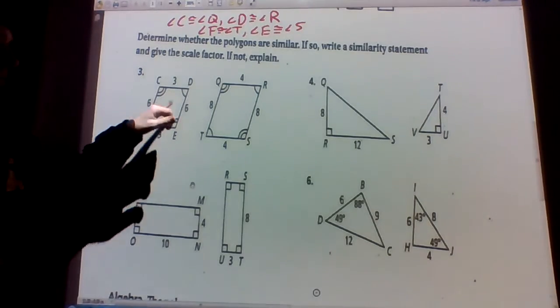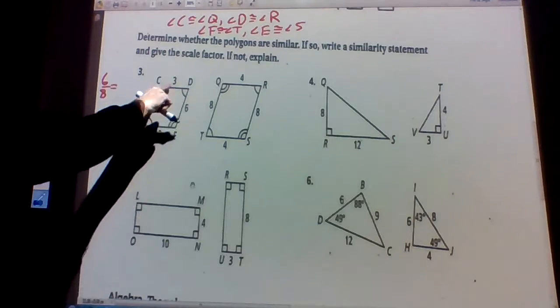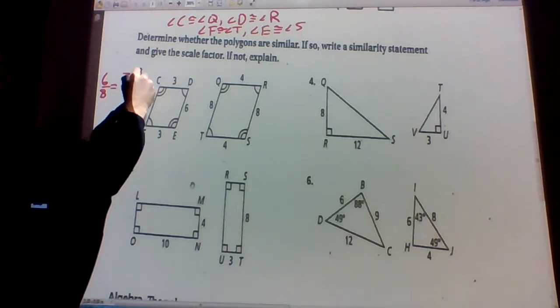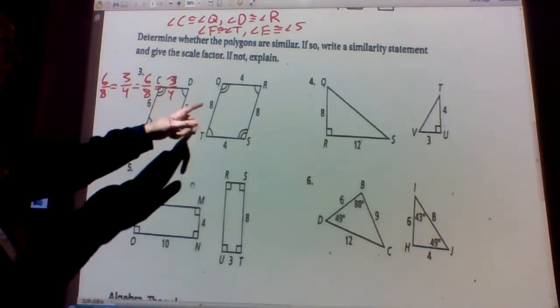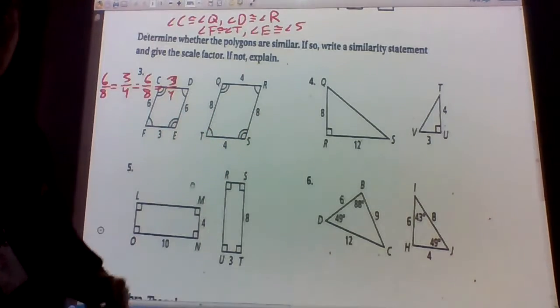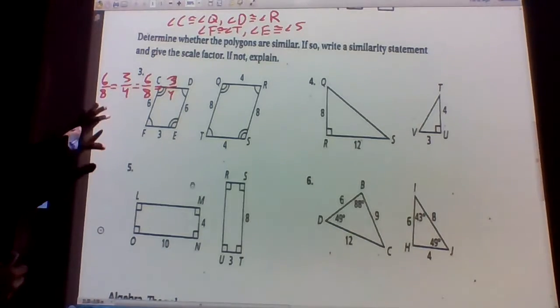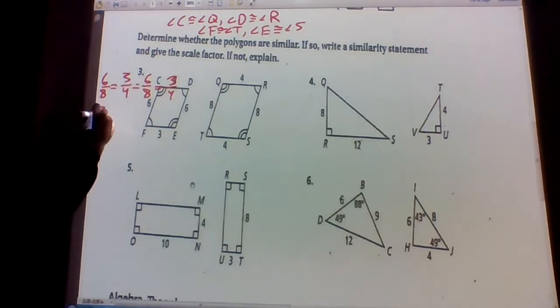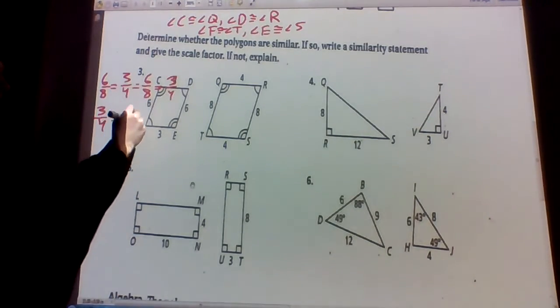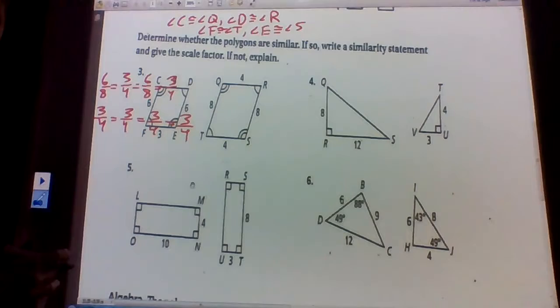So 6 is going to correspond with 8. 3 is going to correspond with 4. 6 with 8. And then 3 with 4. So 6 and 8, 3 and 4, 6 and 8, 3 and 4. Those ratios are equal. 6 over 8, if we put that in the calculator or we reduce the fraction, we get 3 over 4. So all 4 of these are going to equal 3 over 4, or 0.75.